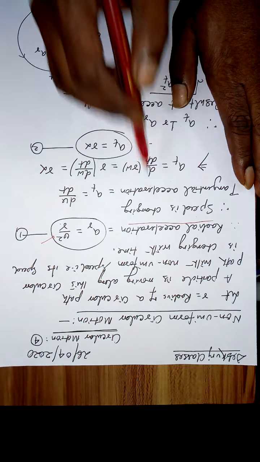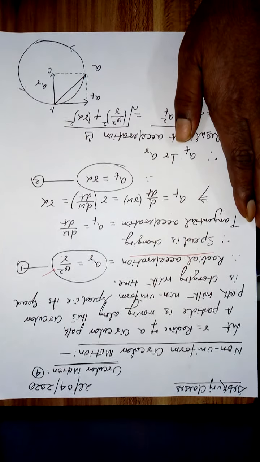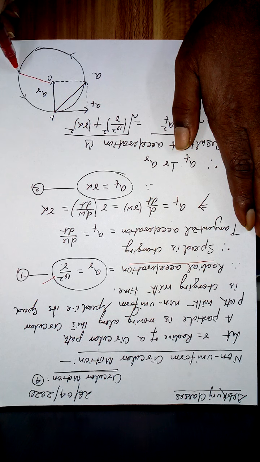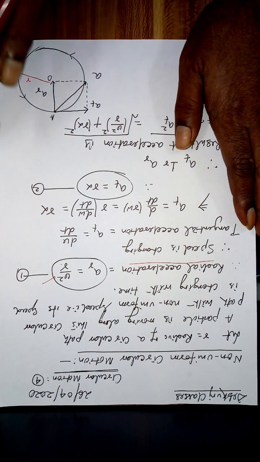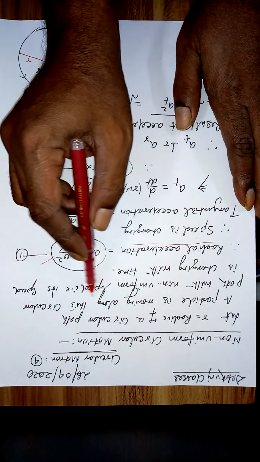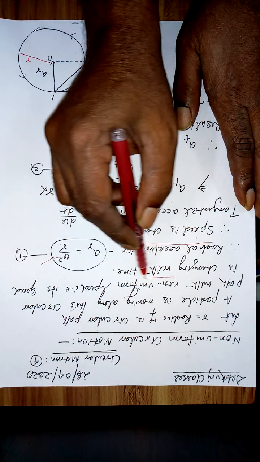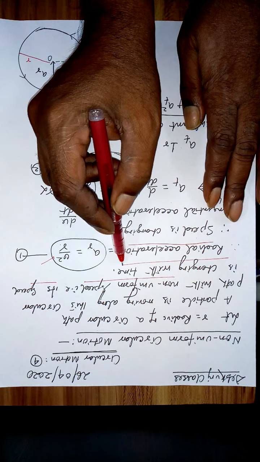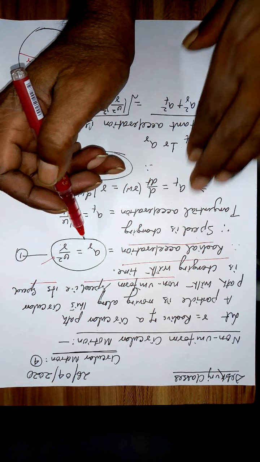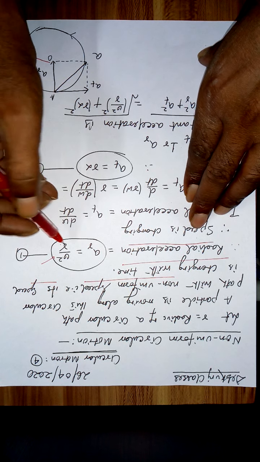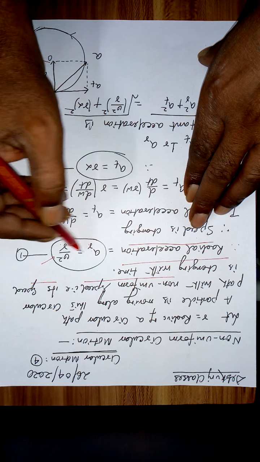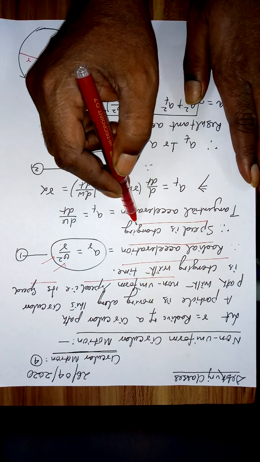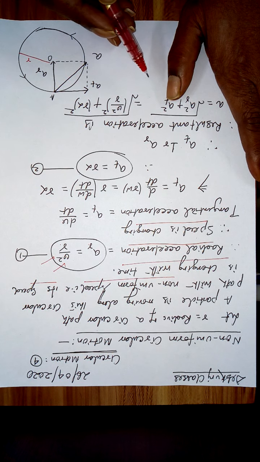Now let r be the radius of a circular path. Let the radius of this circular path be r, from here to here. A particle is moving along this circular path with a non-uniform speed. That is, its speed is changing with time. And we have derived in previous lessons that radial acceleration is v square by r. Now, since the speed is changing, there will be another acceleration called the tangential acceleration.